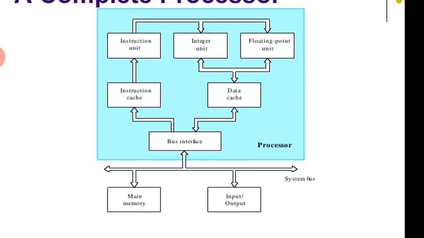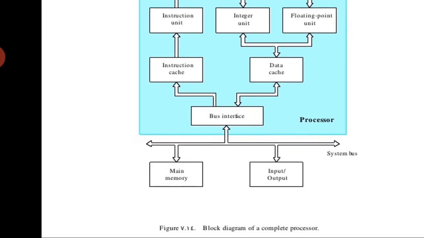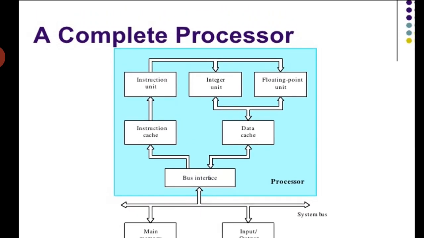Hence, the system speed will increase. Hence, automatically the performance of the system will be better by using multiple units. Okay, so this is a complete processor. So within a processor we have instruction unit, integer unit, floating point unit. For storing instructions we have instruction cache, and for storing integer and floating point data we have a data cache. Within an instruction cache we will store the instructions, the data cache will store the operands.